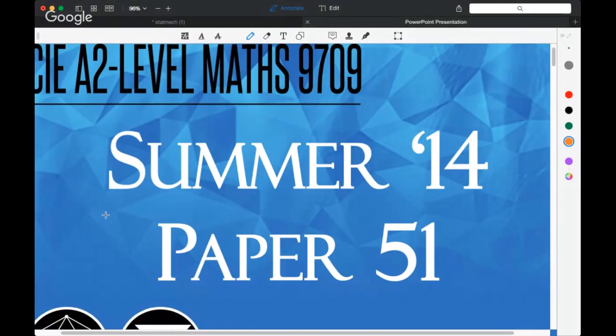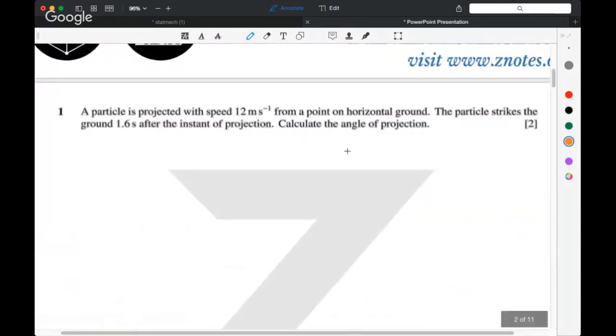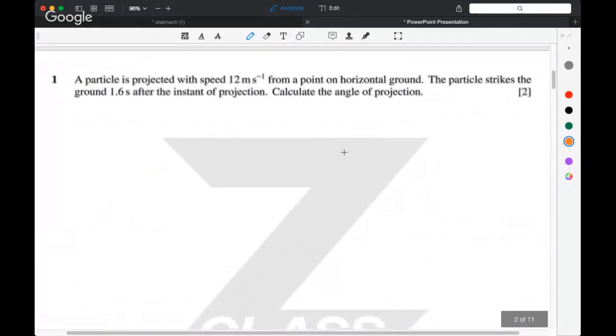Okay, so today we're doing a Mechanics 2 paper. This is from the summer of 2014, A2 Maths. Right, so first question. Now this is a fairly simple parabolic motion question.